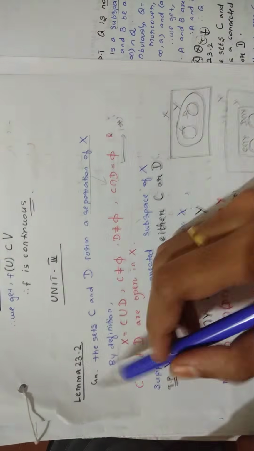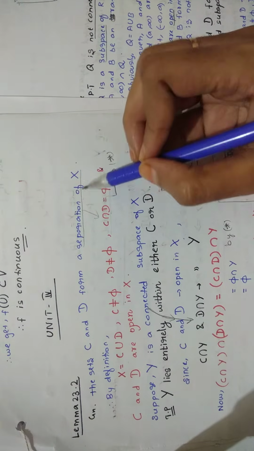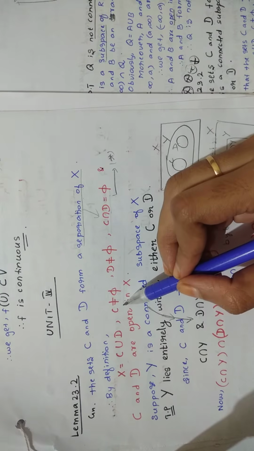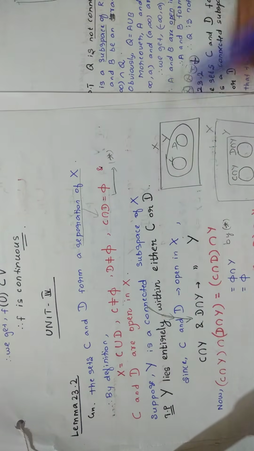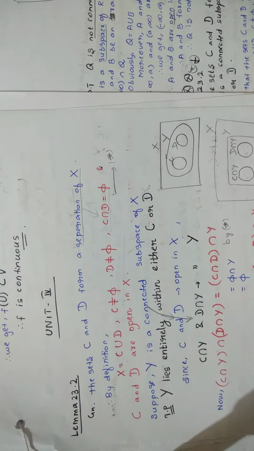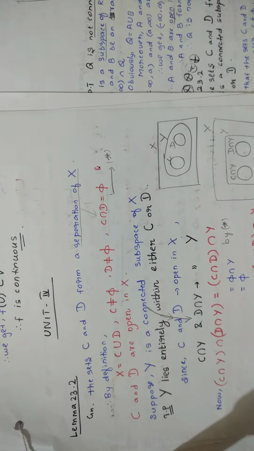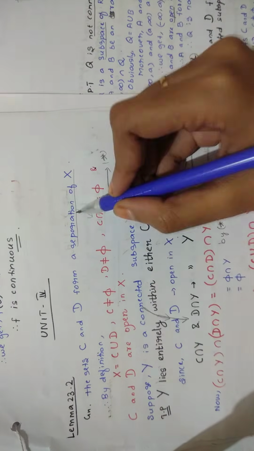So here first I am writing, given the sets C and D form a separation of X. In the statement they are given you like that. So by the definition of separation of X you can write all these. When you find the union of these two, you will get a value, right? That value will be equal to our topological space capital X. That is the first condition of separation of X.